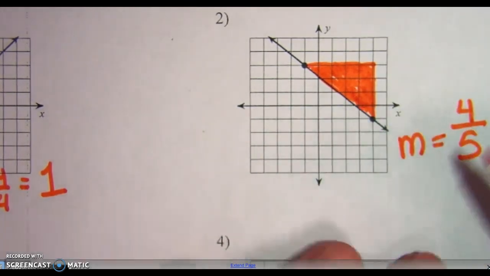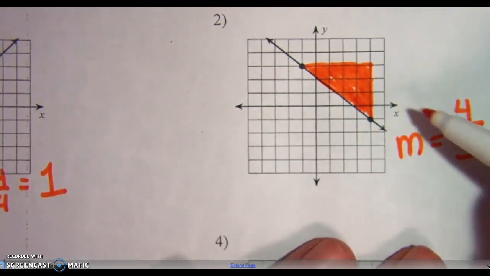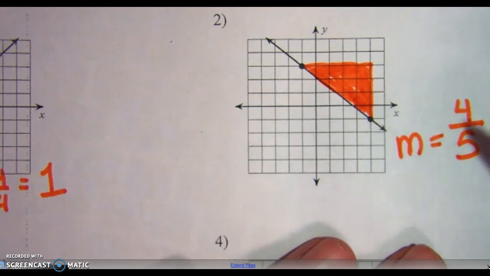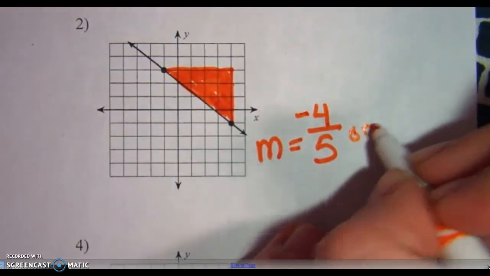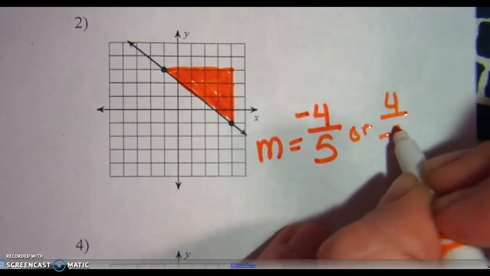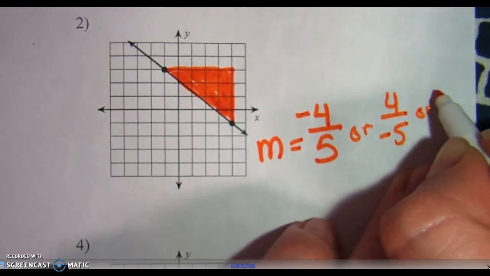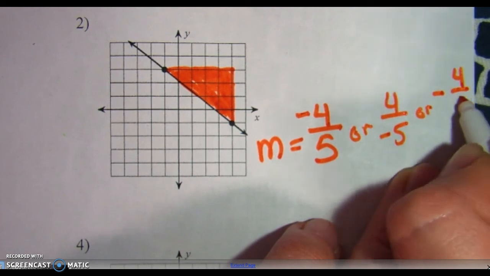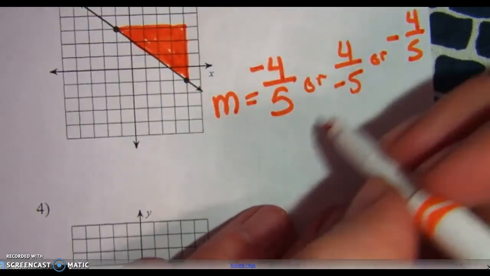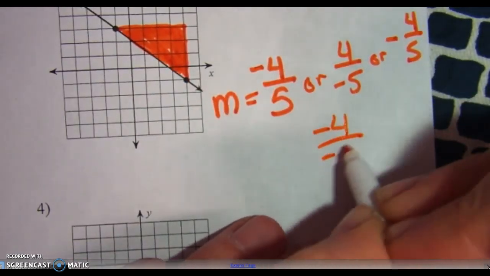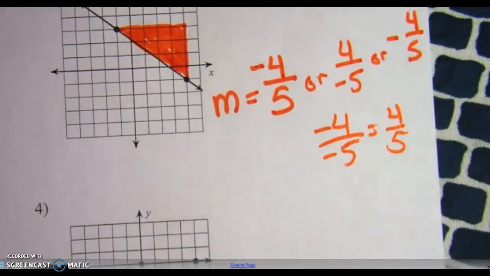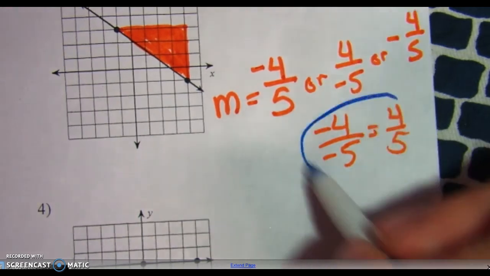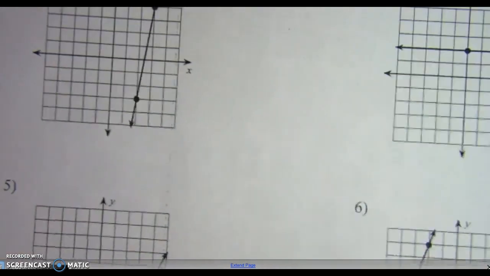But now we have to ask ourselves, I'm simplified, but remember, slope dude would be skiing down the mountain or negative. So we can write it like that, or we could do 4 over -5, or we can write the negative in front of the fraction like this. Remember, I don't want to write it like this because that would equal a positive 4/5, and that is not what we want.